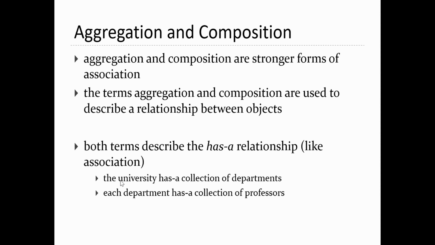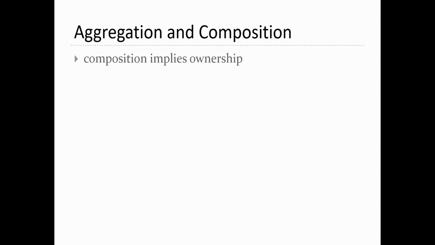For example, consider a typical Canadian university. Each university has a collection of departments: computing science, geology, philosophy, and so on. And each department will have a collection of professors. The difference between composition and aggregation is that composition implies ownership.